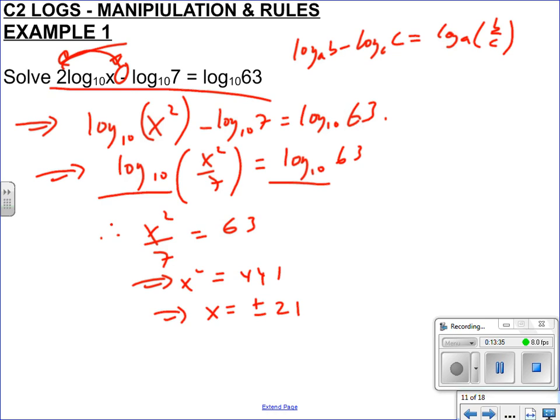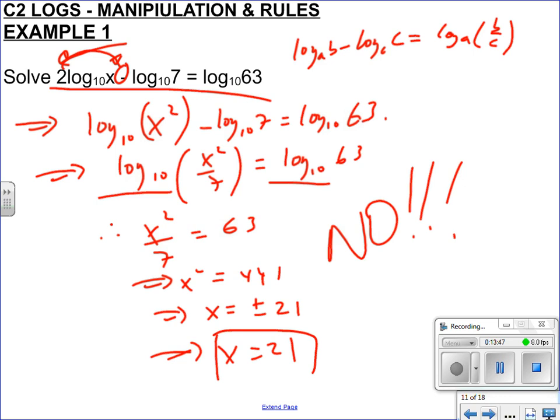But is it? Can x be plus or minus 21? No, it can't. X can only be 21, can't it? Because x must be greater than 0 in order for this to work. We know the asymptote is at x equals 0 and no negative numbers, so it must be 21. Okay, big note to yourself.